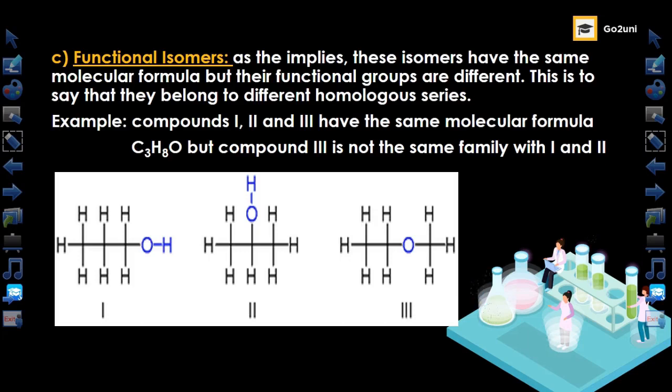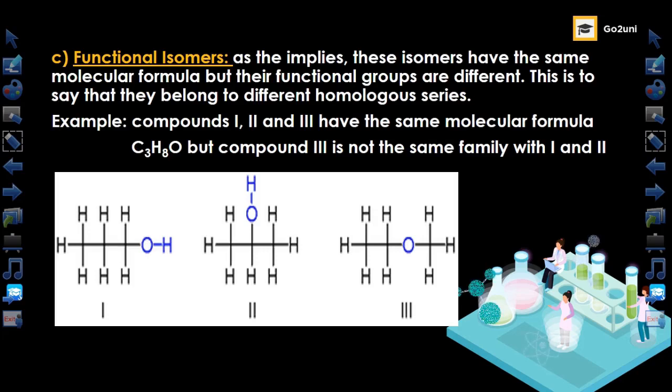This does not have to do with the changing of their functional group position. No. That is to say, functional isomers are not isomers whose functional group changes position. But in this case, functional isomers are isomers that have the same molecular formula, but they belong to different functions. They have different functional groups. Having different functional groups simply implies that they belong to different homologous series. That is to say, a compound A may belong to alkyne and compound B belongs to alkanol, but they have the same molecular formula. Can we see that?